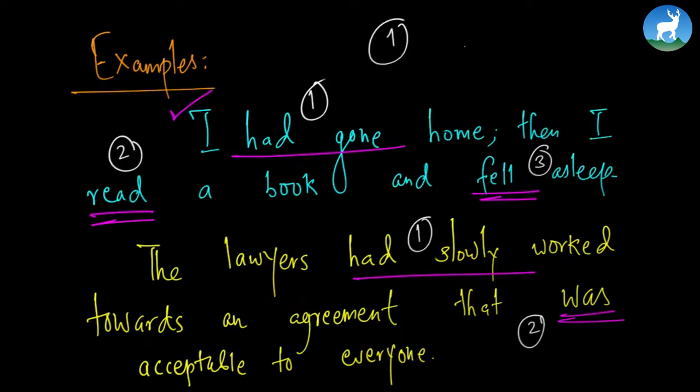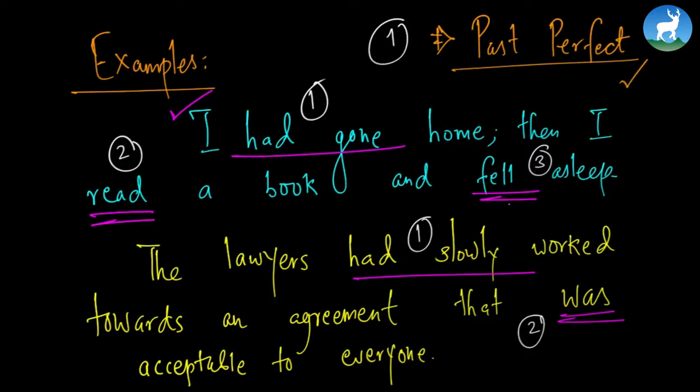Number one should be described by using which tense? Past perfect tense. I had gone home. So going home is the first action. And then I read a book, reading is the second action, and I fell asleep. Falling asleep is the last action. The lawyers had worked towards an agreement that was acceptable to everyone. Then they printed the agreement and gave it to their clients. You see, working towards an agreement was the first thing, so we use the past perfect tense. After that, printing and giving and everyone agreeing, those were other events, so we use the simple past tense. Let's go to another use.